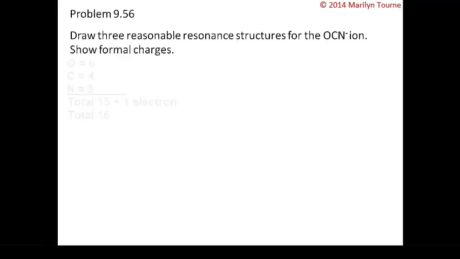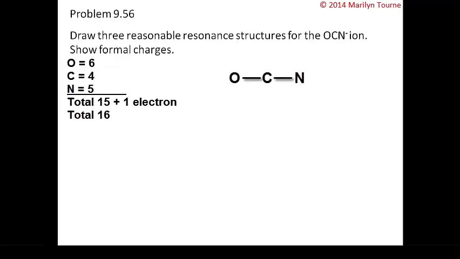Okay, so we start with what we know. We have to count up everybody's electrons. Oxygen is 6, carbon is 4, nitrogen is 5, but we have that one extra, so it's a total of 16. Which one goes in the center? Carbon does. So I go ahead and put my skeletal structure. I put carbon in the middle, oxygen on the left, nitrogen on the right.